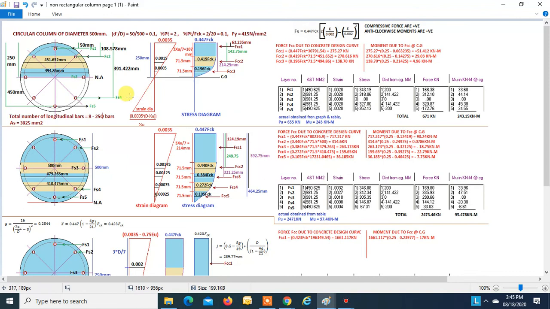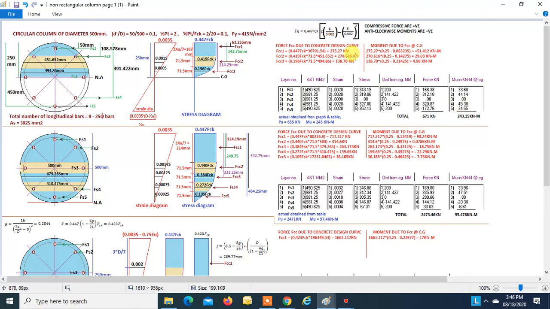So this is minus because this is a tensile force. This stress into this area of steel will give you the force, a tensile force, so negative, right? Now this will give an anti-clockwise moment. So though the force is negative, as the moment is anti-clockwise, the moment will be positive. This distance is shown over here, minus 141.422. Moment will be positive, force will be negative. Similarly, Fs5 is negative because it is tensile, and this will give an anti-clockwise moment, so the moment is positive.